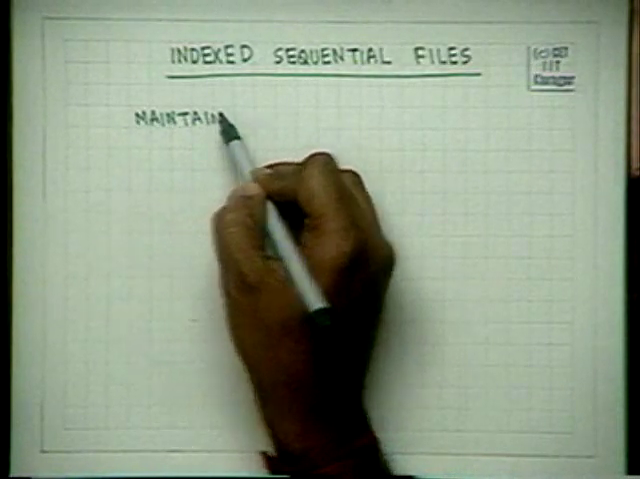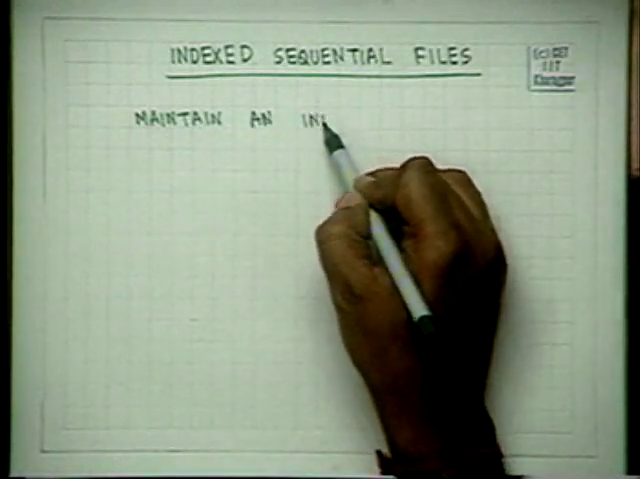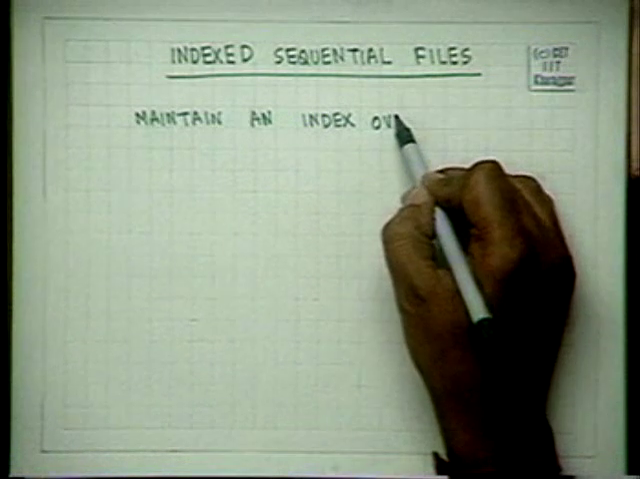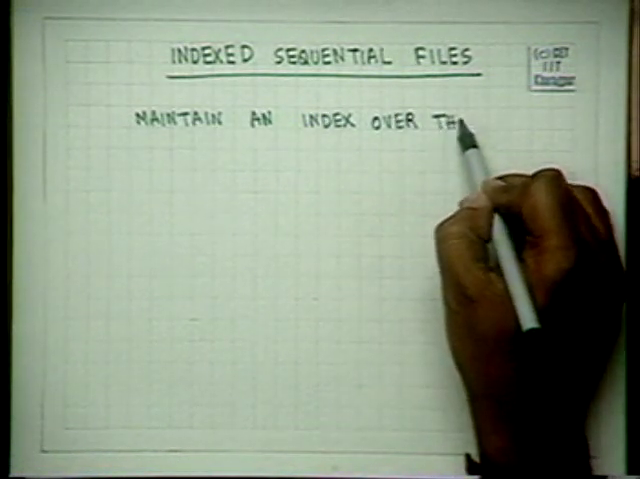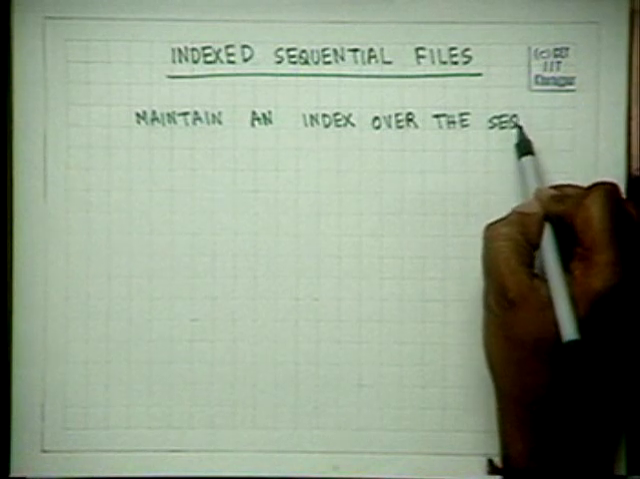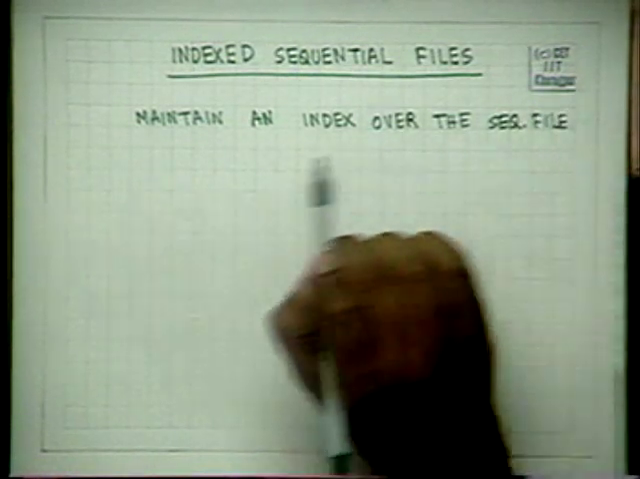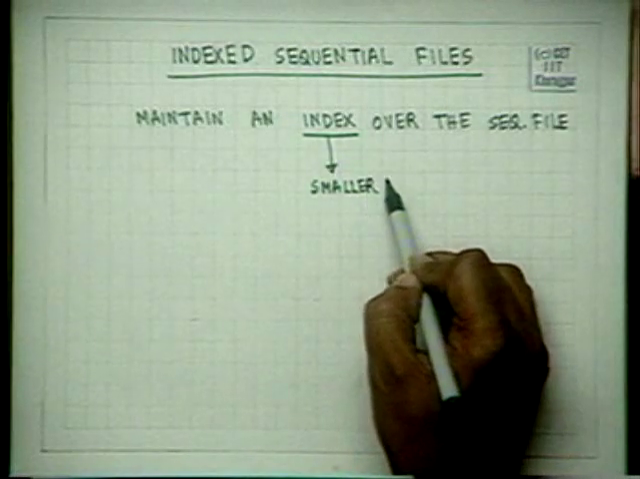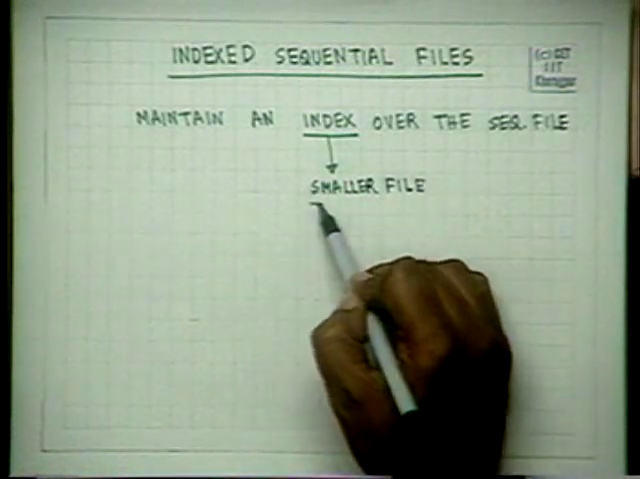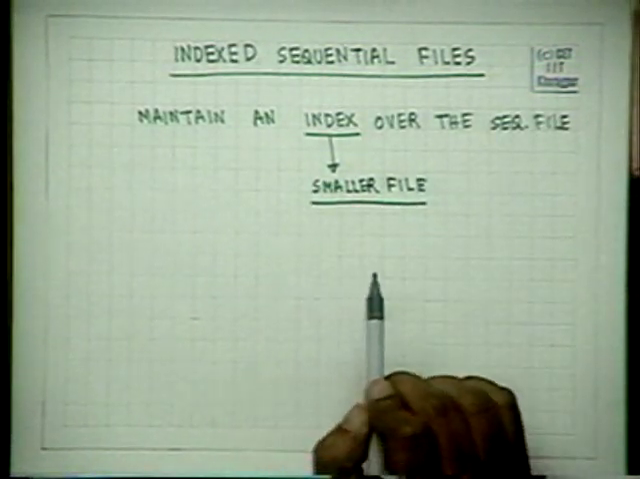So what can be suggested is, you've got a sequential file. Over and above this sequential file, you maintain an index over the sequential file. What is the index? The index is a smaller file, which is sorted according to, say, one of the keys, say primary key.